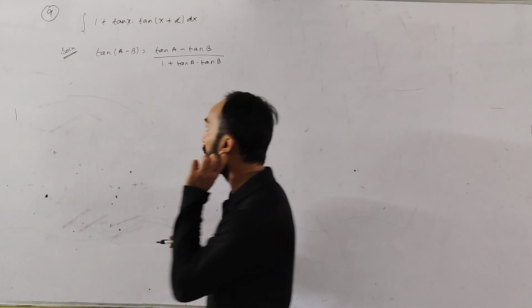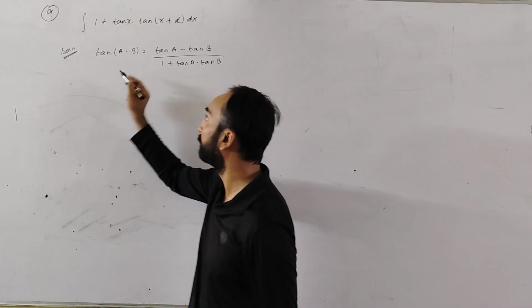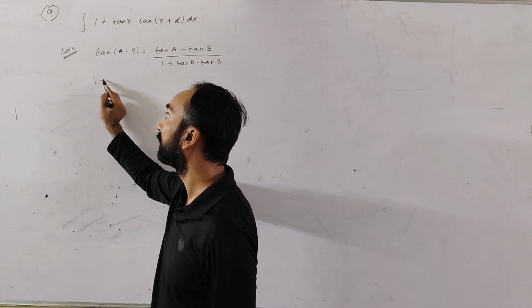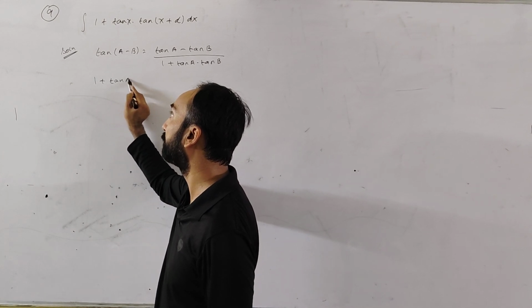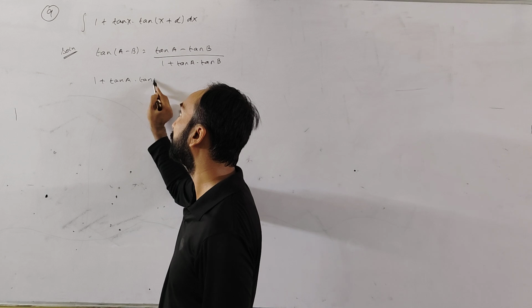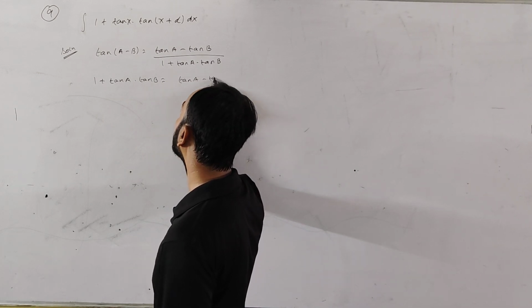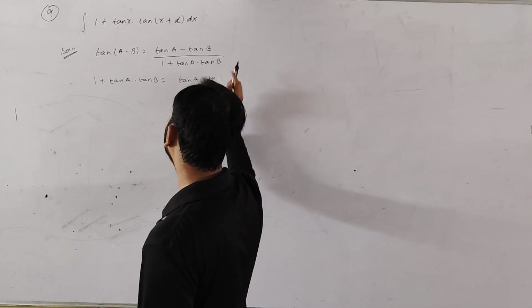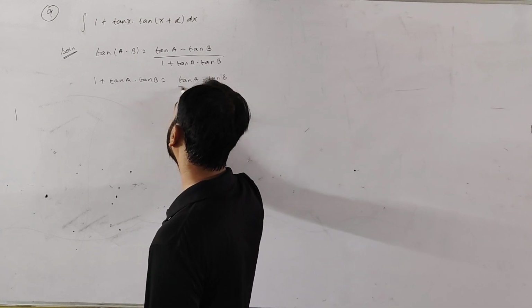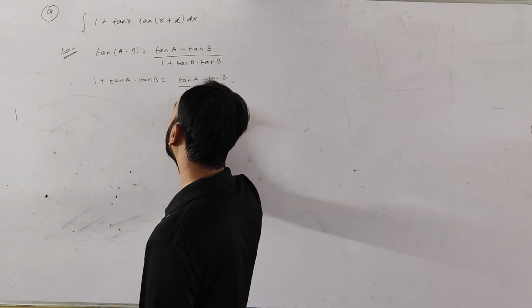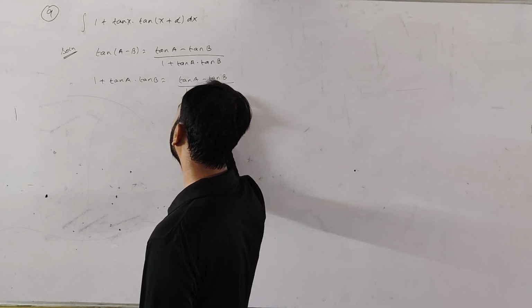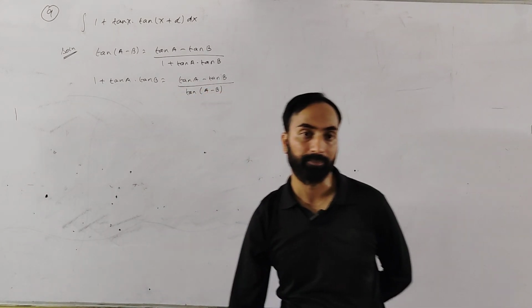Correct? So from here, can I write 1 plus tan a into tan b? If I take this to the left hand side, it will become 1 plus tan a into tan b, and that is equal to tan a minus tan b divided by tan (a minus b). Correct? Only rearranging the form, right?